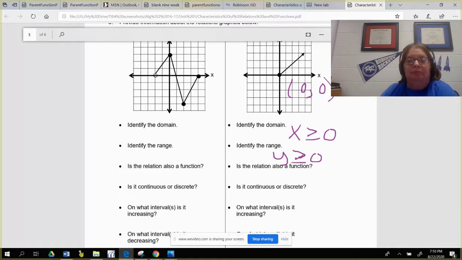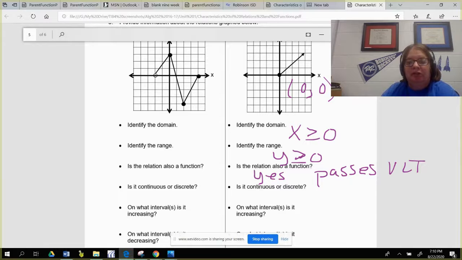Is this a function? Anywhere we would draw a vertical line on this graph, it's only going to cross once. So yes, it is a function. If Mr. Riddell asked you why, you would say it passes the vertical line test. VLT for vertical line test.